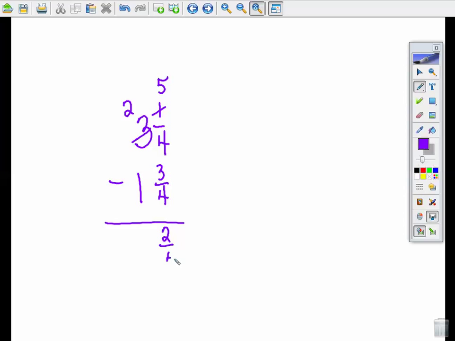Let's say that I have 3 and 1/4 minus 1 and 3/4. When I go to subtract, I can't do 1 minus 3. And so 3 turns into 2. And now I can do my shortcut. 4 plus 1 is 5. 5 minus 3 is 2 over 4. 2 minus 1 is 1. And 1 2/4 simplifies to 1 1/2.